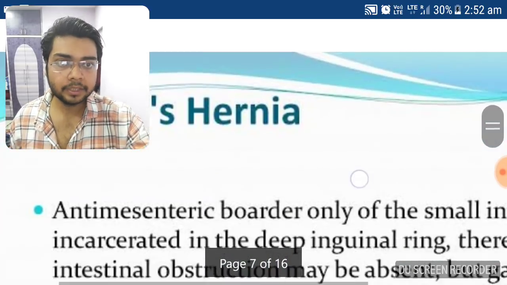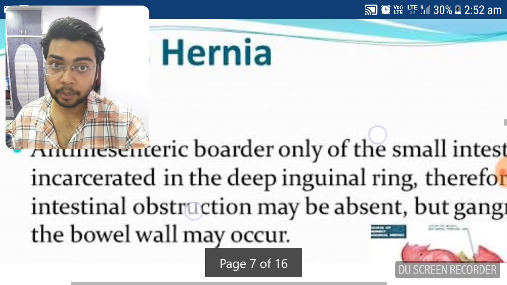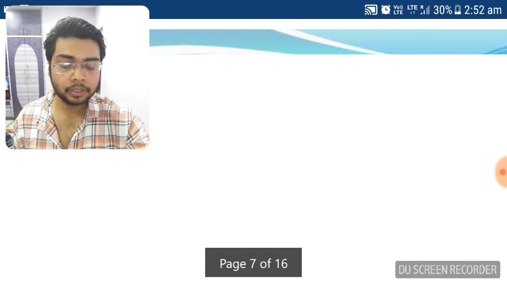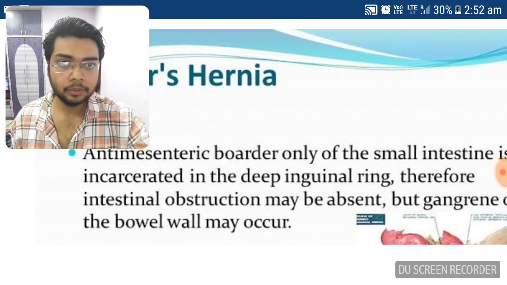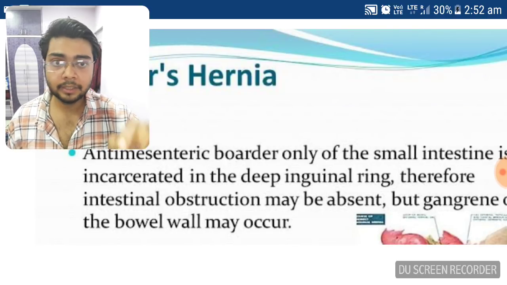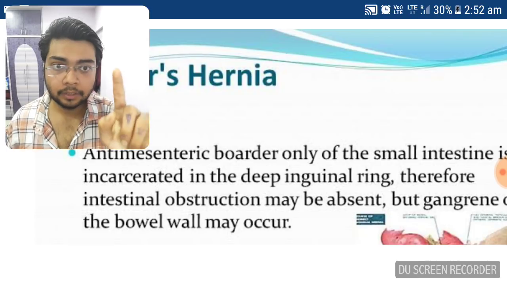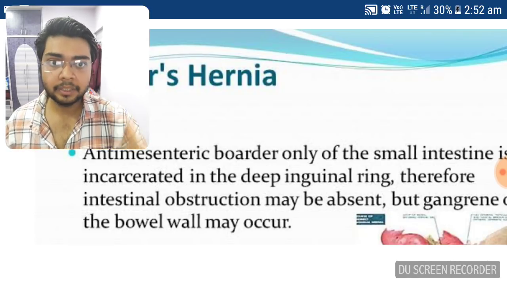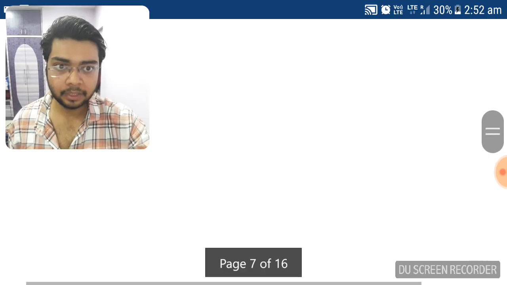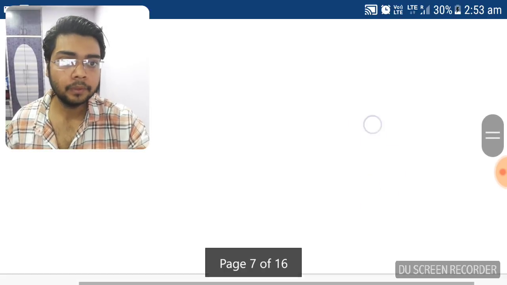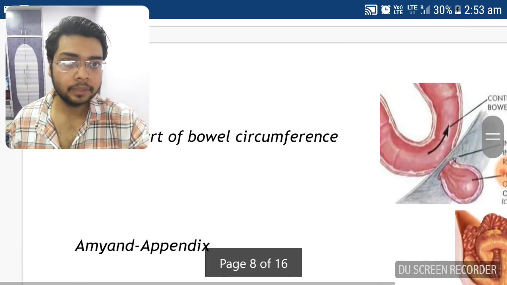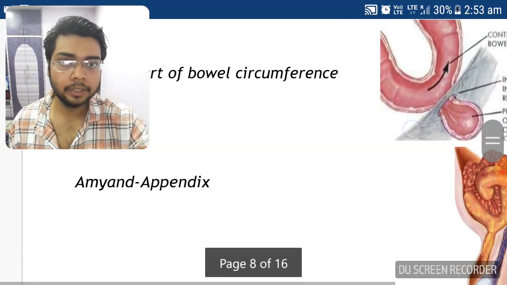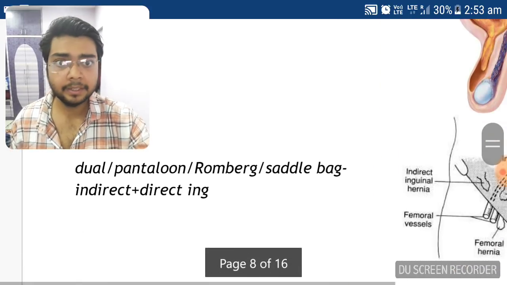Now Richter's hernia, again I already explained, involves the antimesenteric border only, which goes into the deep inguinal ring, and the chances of intestinal obstruction are less, but gangrene of the bowel may occur. Okay, now moving to other types of hernia. The Richter's I already explained, Amyand's explained.